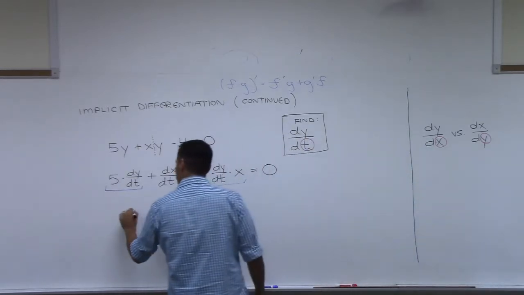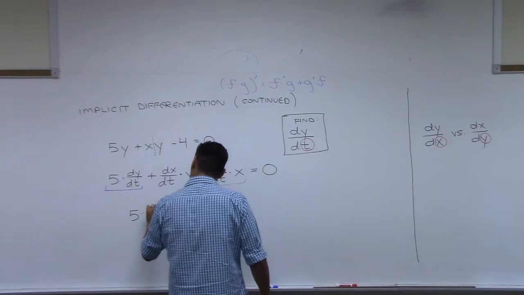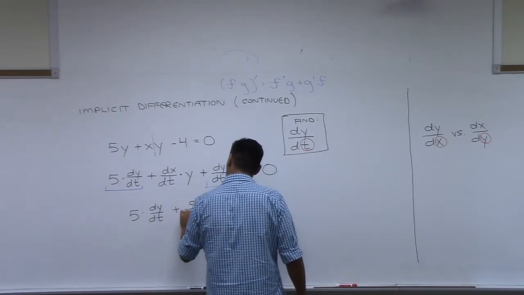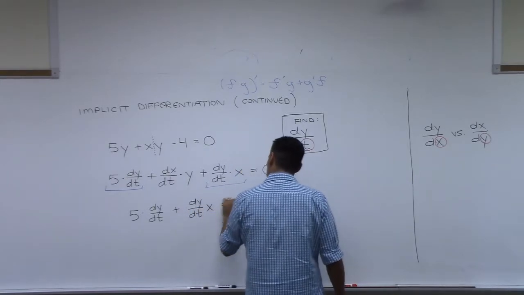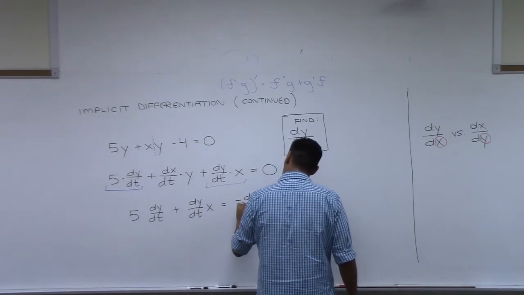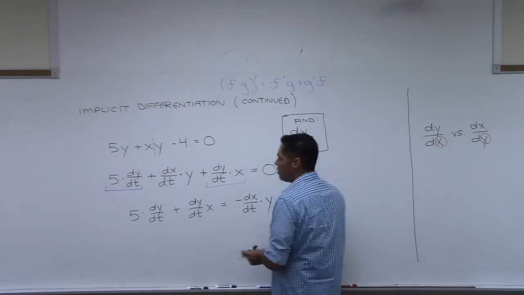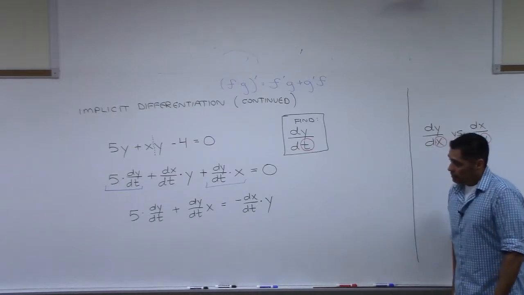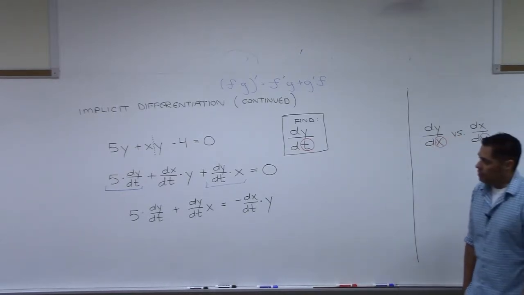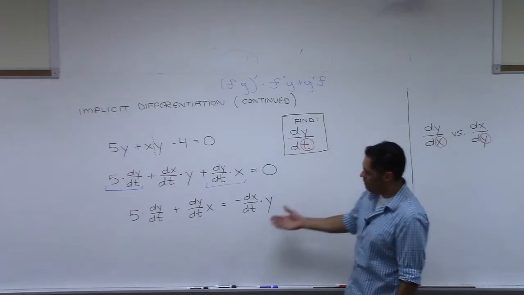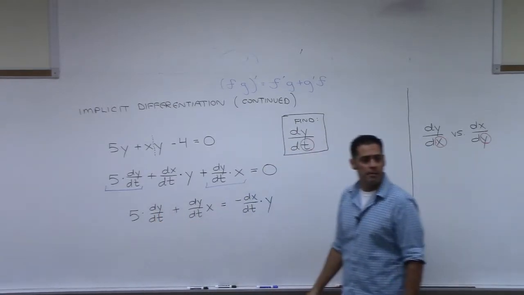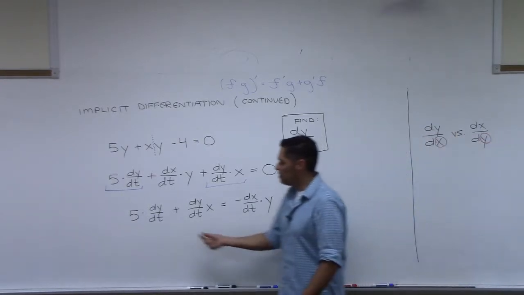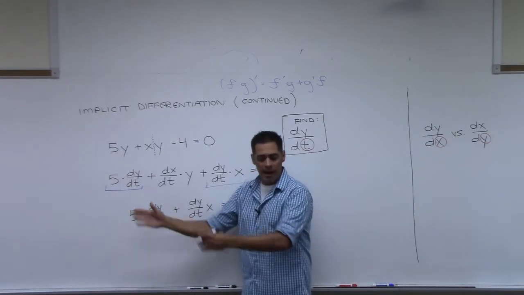So here's where we are. 5 dy/dt plus dy/dt times x equals negative dx/dt times y. I just moved this to the other side so it became negative. And what will I do here? If I want to get dy/dt by itself and it's here and here, what can I do? Factor it out, just like we did before. It's almost like a y prime, y prime. We're just going to pull that out.